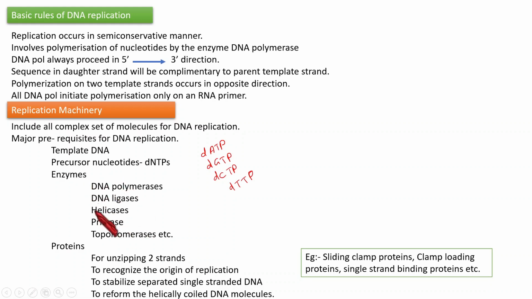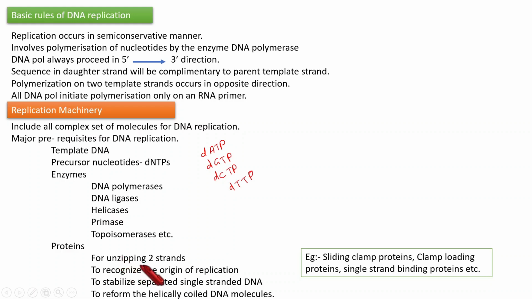Then the next one, which is the mediator. Many enzymes are there to facilitate DNA replication. Which are those enzymes? DNA polymerases, DNA ligases, helicases, primase, topoisomerases, etc. All have their own individual duties in DNA replication. We will see what all those duties are later. Then some proteins are also required, very necessary.